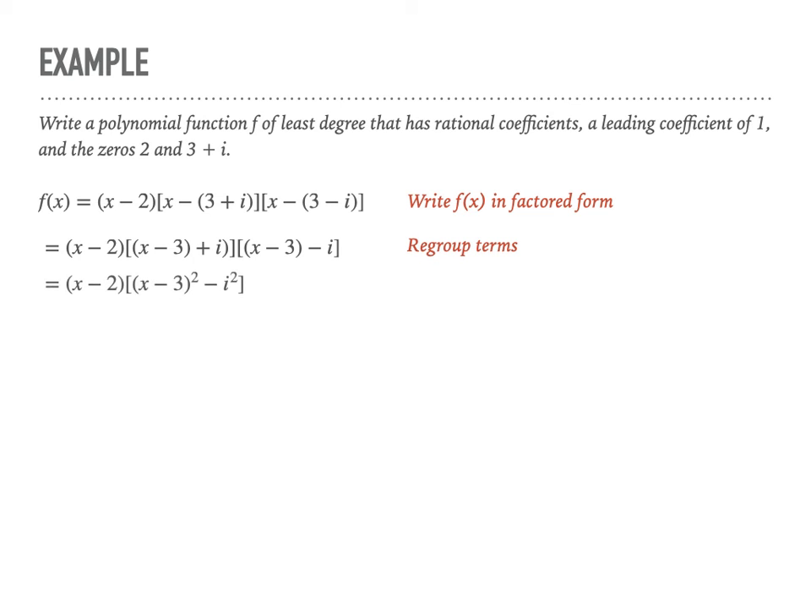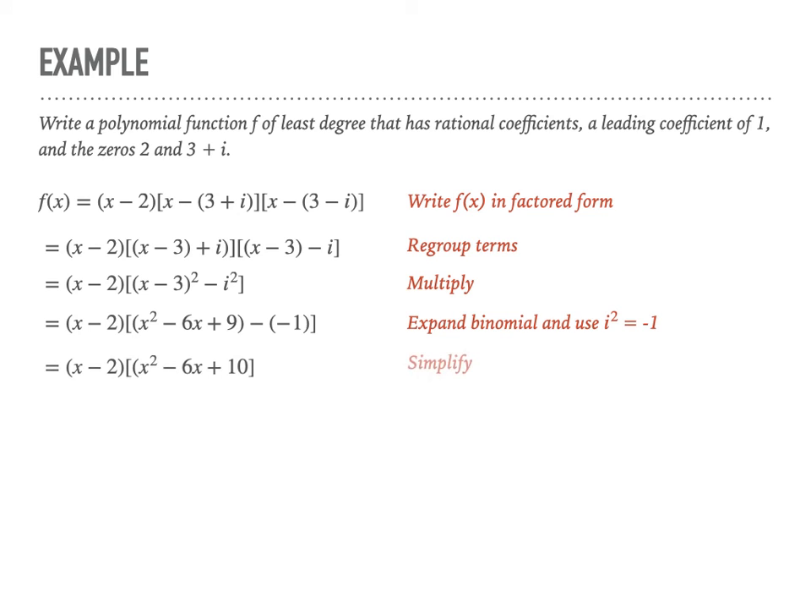And we can actually use the difference of squares property. So we can rewrite it as x minus 3 squared minus i squared, and then we can further expand the binomial x minus 3 squared. And we can use i squared equals -1, so that just becomes -1. And that would just be negative times -1, which would be plus 10.